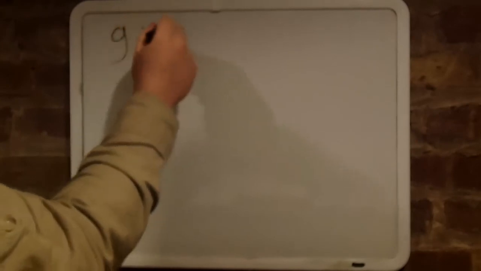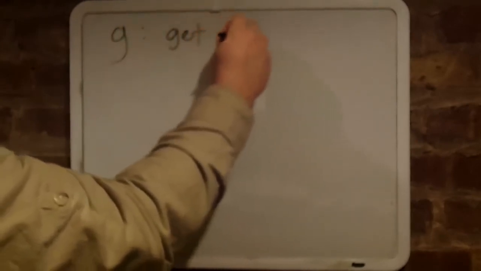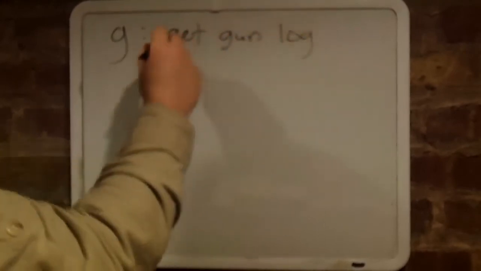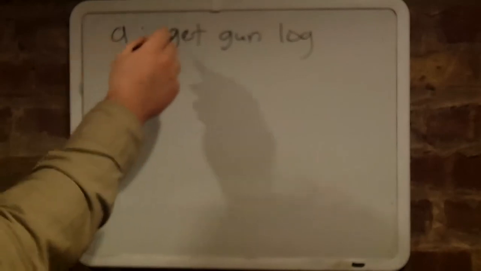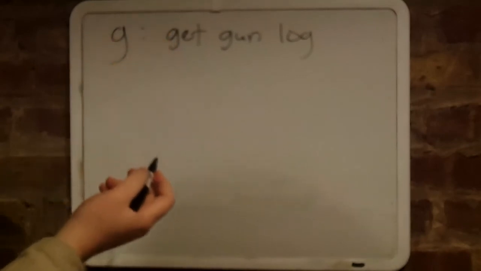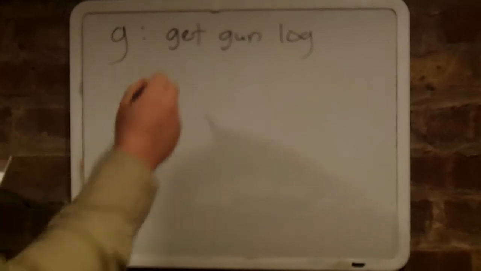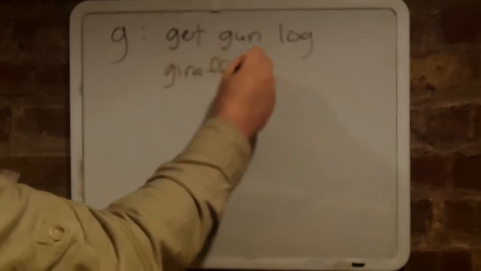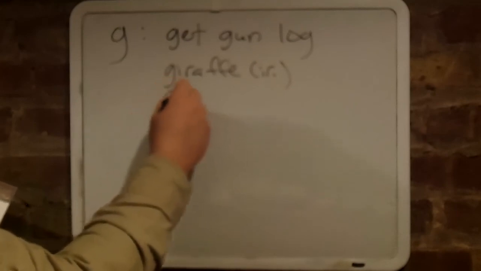So that would give us words like get, gun, log. So at least 90% of the time the letter G sounds like G. There are a couple of words where it sounds like J, and an example of that would be like giraffe, or gentle.